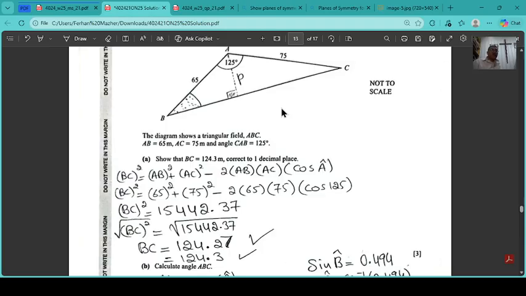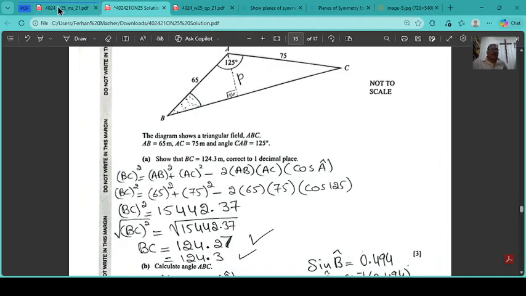BC square is equal to AB square plus AC square minus 2 into AB into AC into cos of the angle A. So BC square will be equal to 65 square plus 75 square minus 2 into 65 into 75 into cos of 125. When you do this calculation on your calculator, you will get 15,442.37. Take the square root on both sides. So BC will be the square root of 15,442.37, and that will be 124.27. When you round it off, it will be 124.3, and this is what you have to show.